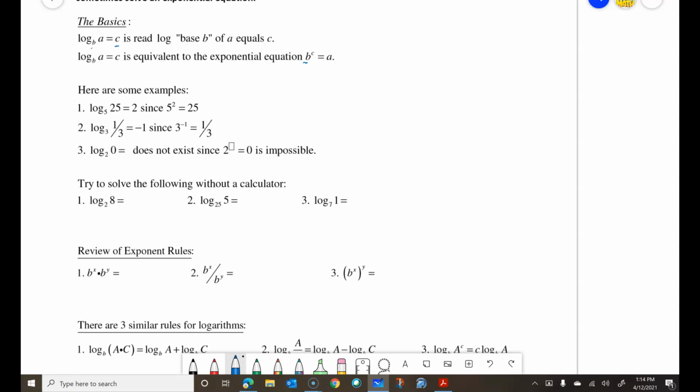So what I always try to tell my students when I'm teaching logarithms, or if they're having questions about it, a logarithm is just an exponent. When you see a logarithm, realize right away that that's an exponent. So when I come down here and I want to solve some of these logarithms, log base 2 of 8, remember this is an exponent.